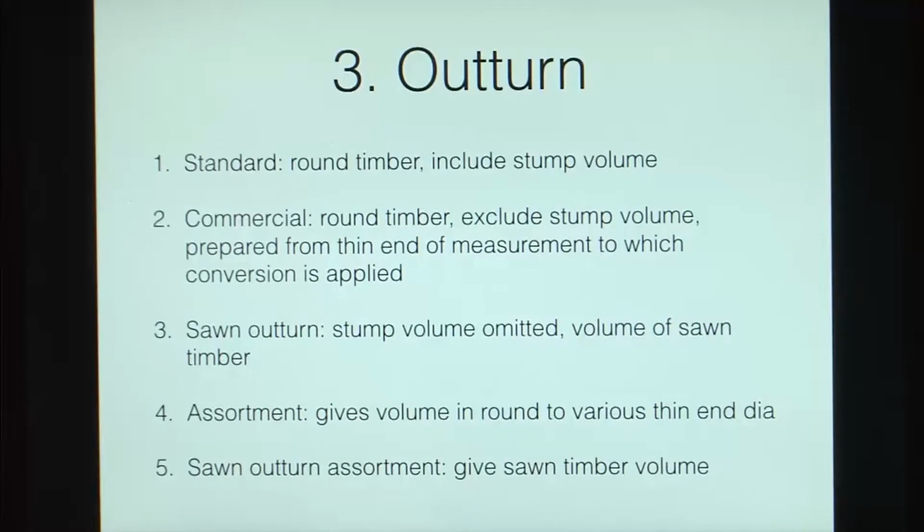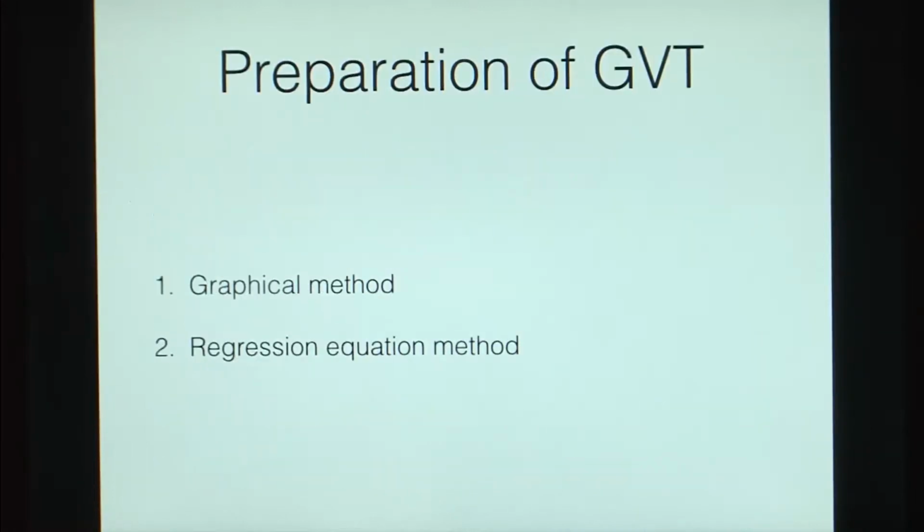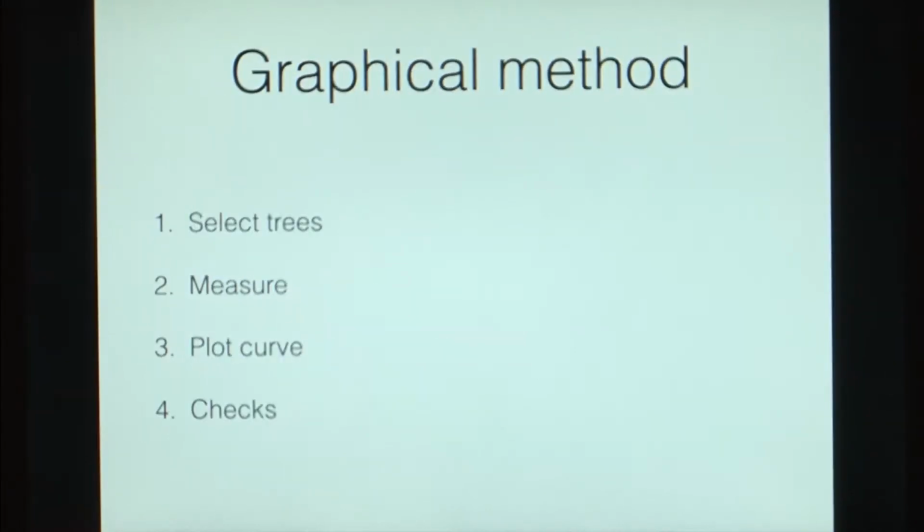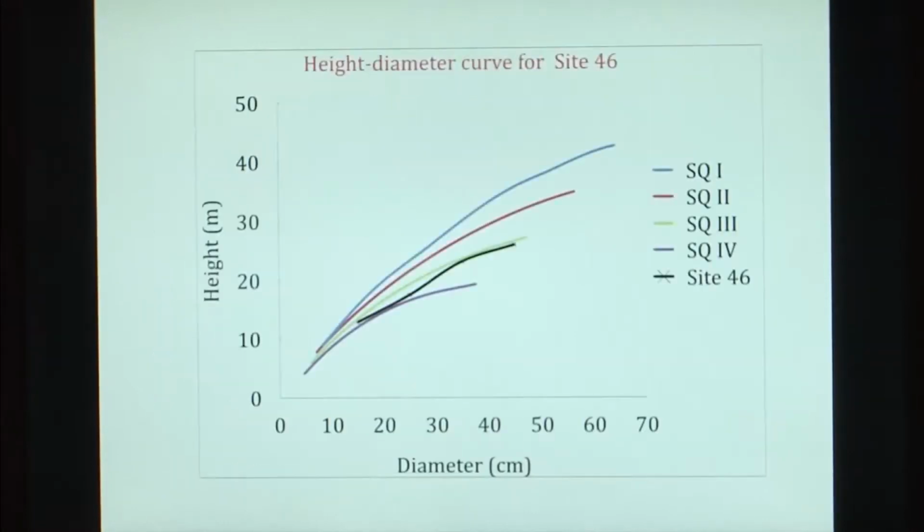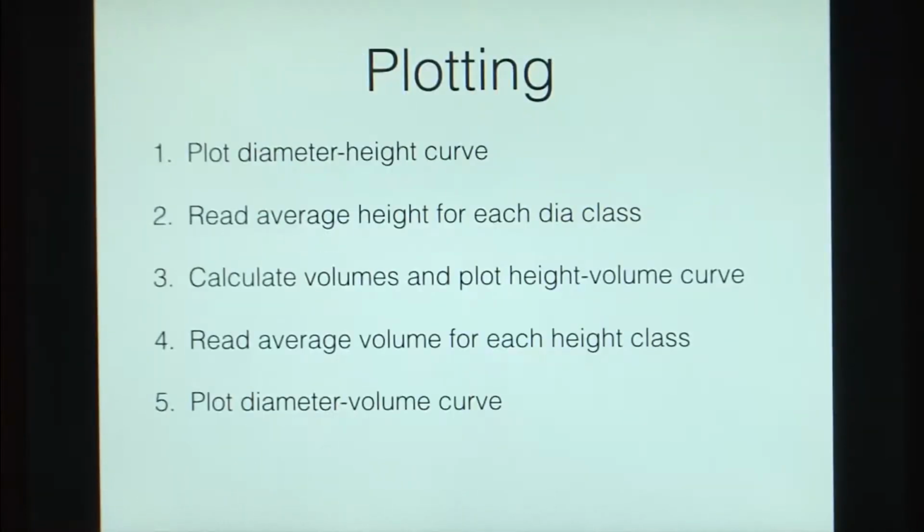Then depending on the outturn, that is what we are trying to measure, we can have standard round timber volume table, commercial round timber volume table and so on. Then we looked at the preparation of general volume table and local volume table by graphical method and regression equation method. In the graphical method we select trees, then we fell those trees, we measure those trees, plot the curves, do some checks and balances, and then use those to get the general volume table.